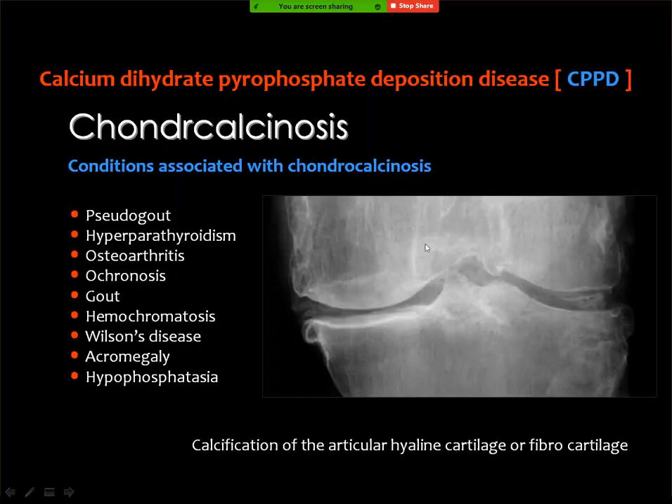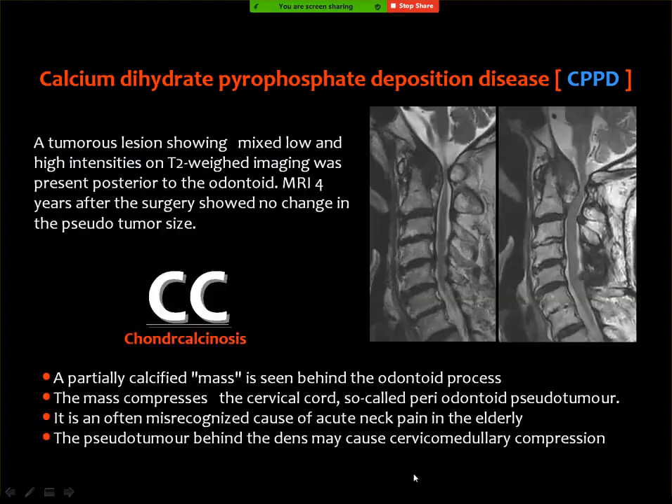Then what is the chondrocalcinosis? It's also known as calcium pyrophosphate dihydrate deposition disease. This disease can be caused by many pathologies like pseudogout, hyperparathyroidism, osteoarthritis, ochronosis, gout, hemochromatosis, Wilson disease, acromegaly, and hypophosphatasia. The main finding of this disease is calcification of the cartilage, whether the articular cartilage or the cartilage of the meniscus, cartilage of the triangular fibrocartilage, for example.